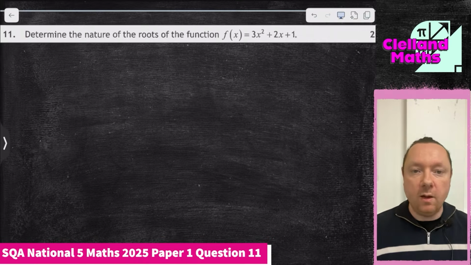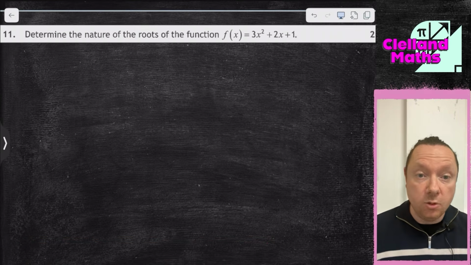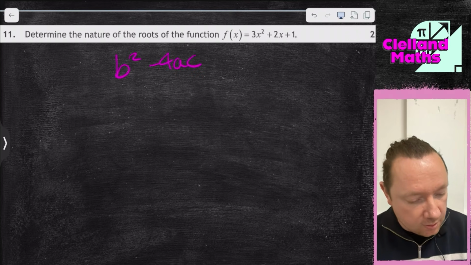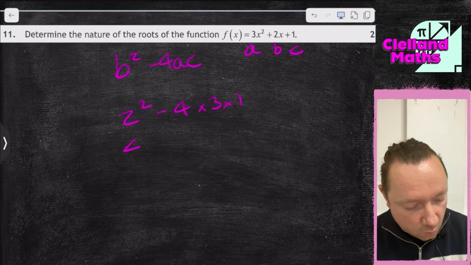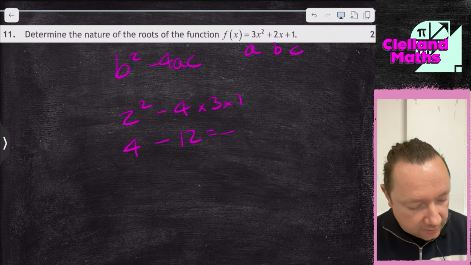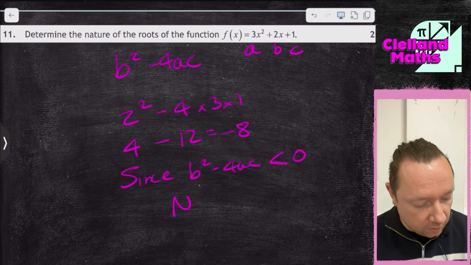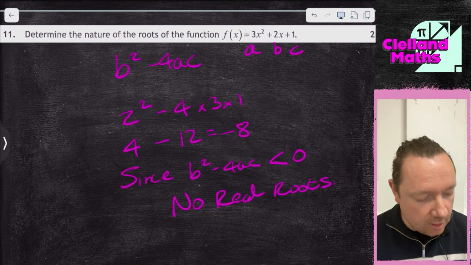SQA National 5 Maths 2025, Paper 1, Question 11. Determine the nature of the roots of 3x squared plus 2x plus 1. So I'm looking at b squared minus 4ac for this. So a is 3, b is 2, c is 1. So I've got 2 squared minus 4 times 3 times 1. That's 4 minus 12, which is minus 8. So since b squared minus 4ac is less than 0, there are no, you need to use the word real, roots. And we're done there.